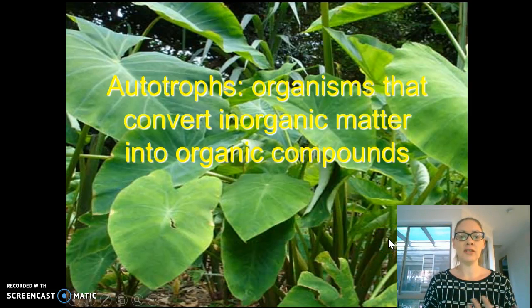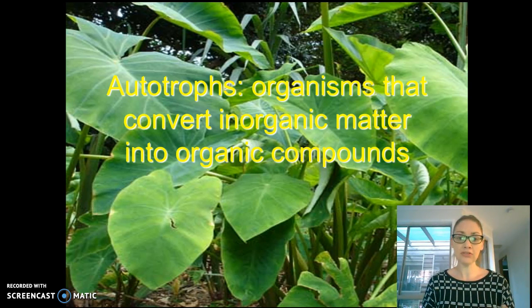Today we're looking at energy, both how it's made and then how it is used by the cells. So beginning with autotrophs. Auto means self, troph means how something is nourished. So an autotroph is a self-nourishing organism. You would most commonly know this as plants.